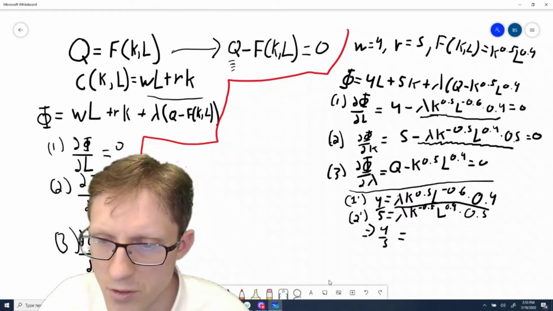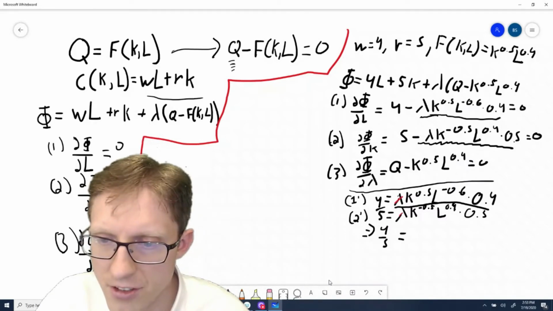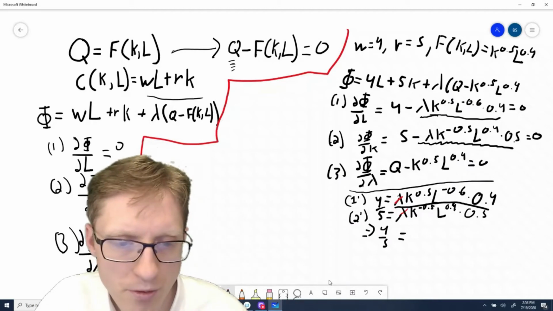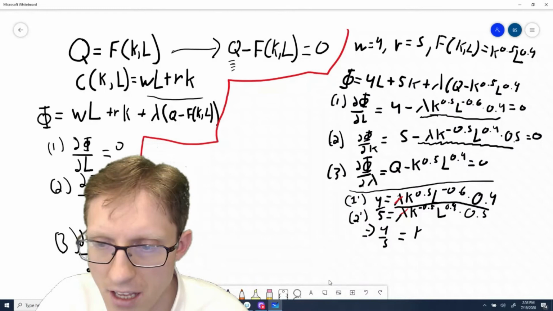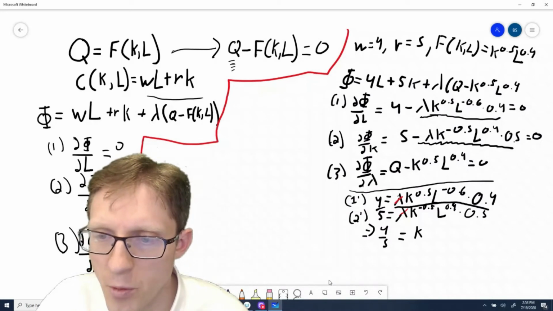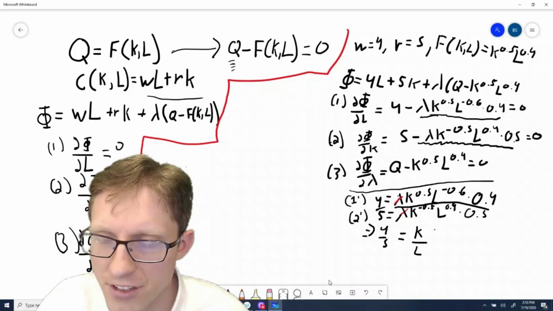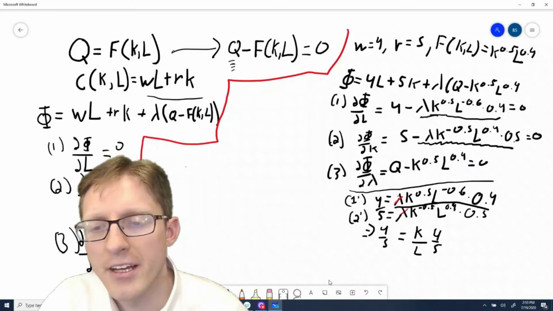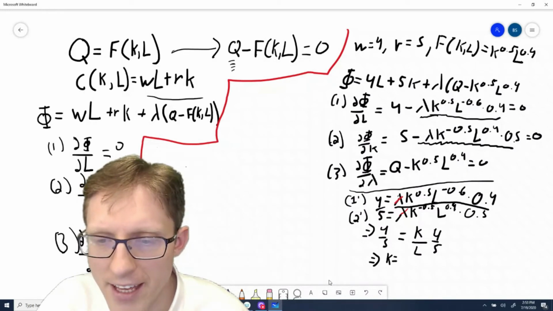4/5 is equal to, let's see, lambdas cancel. K to the 0.5 divided by k to the minus 0.5 is simply k. L to the minus 0.6 divided by L to the 0.4 is 1 over L. And then 0.4 divided by 0.5 is equal to 4 over 5. Just multiply both the denominator and the numerator by 10. Okay, and you can see where this is going. We get that k is equal to L.